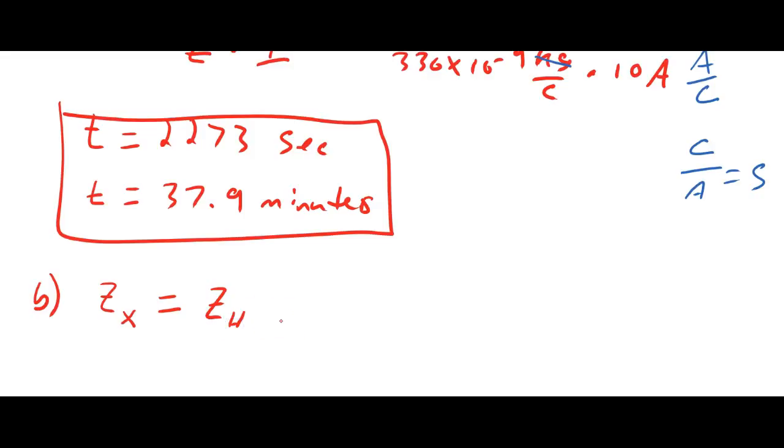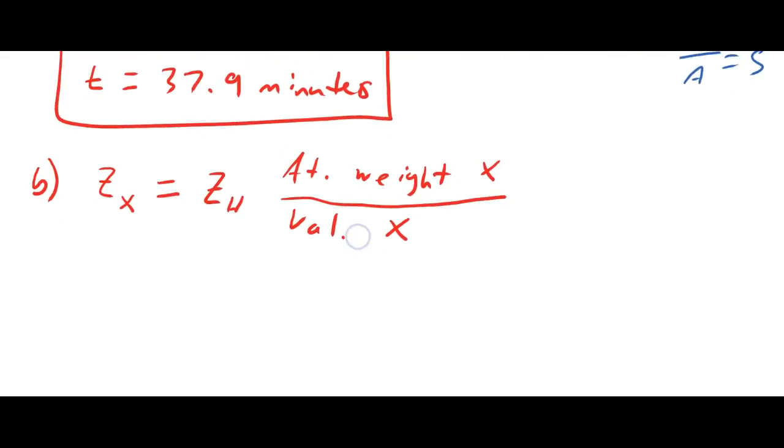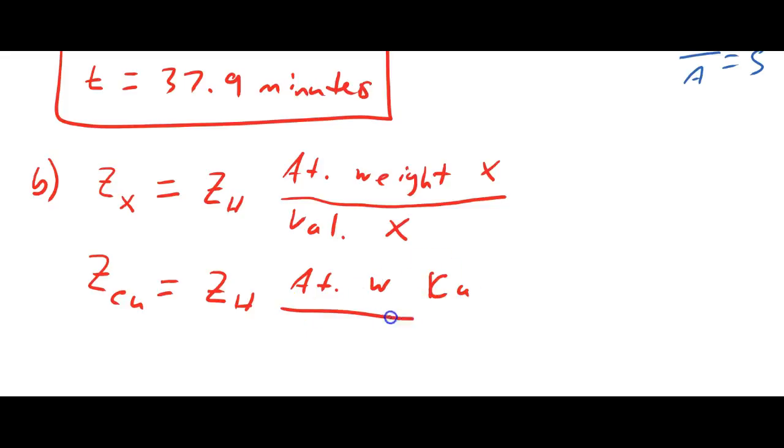hydrogen, as long as we know the atomic weight of the material and the valency of the material X. And so if we are doing this for copper, what we're basically saying is that the electrochemical equivalent of copper will be equal to the electrochemical equivalent of hydrogen multiplied by the atomic weight of copper divided by the valency of copper.